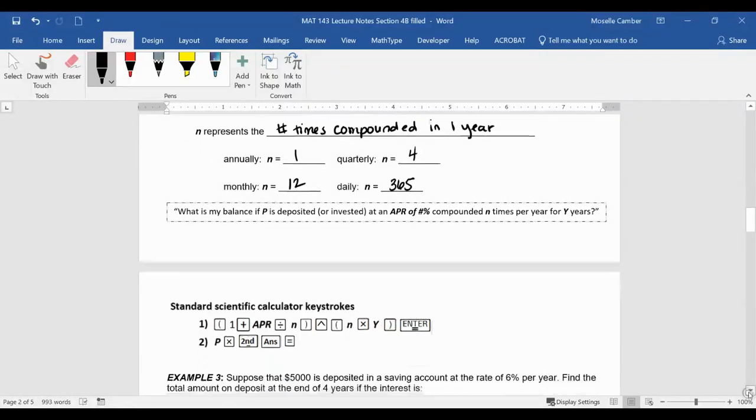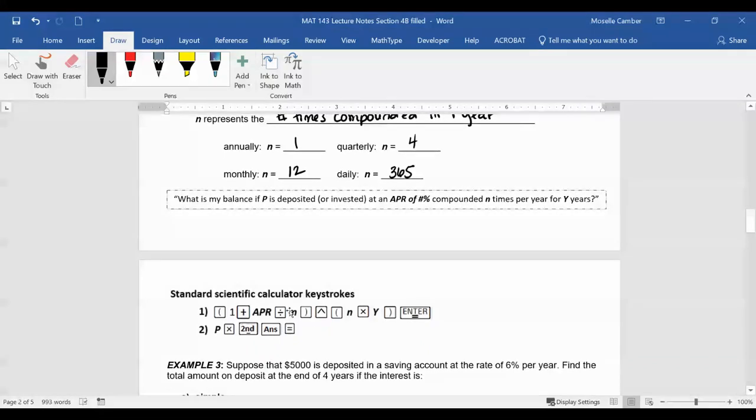And the way I'd like you to practice doing it is to type in your P and then multiply and then press the second button and then answer. And answer is on top of your negative button, and then you hit enter. This just helps with a future problem. So we're going to practice it this way.